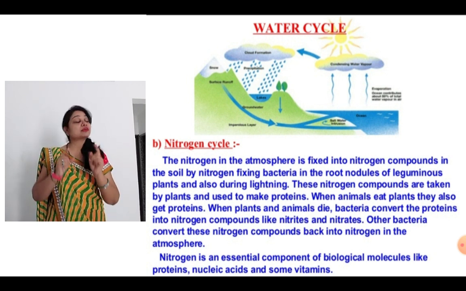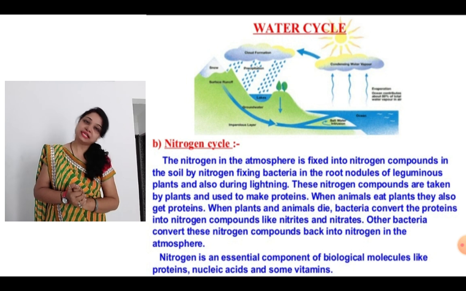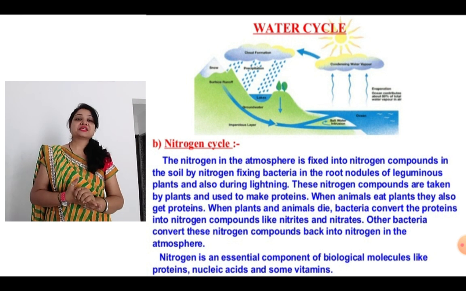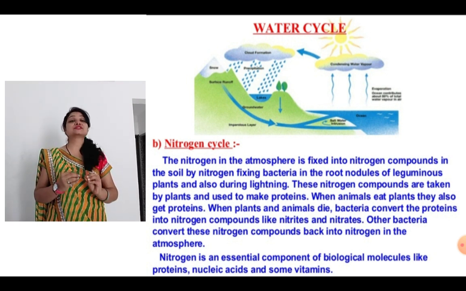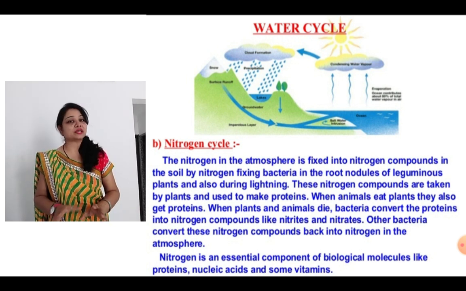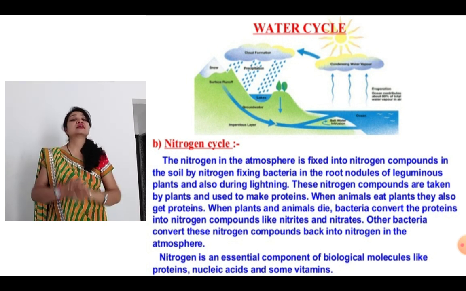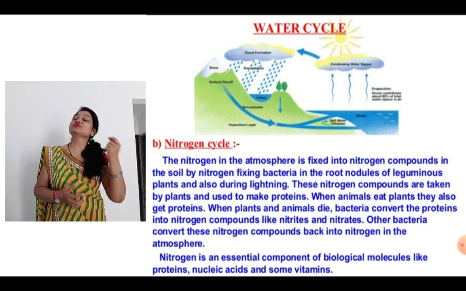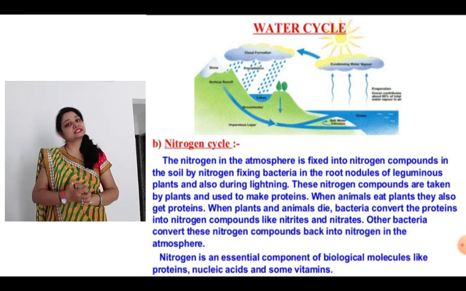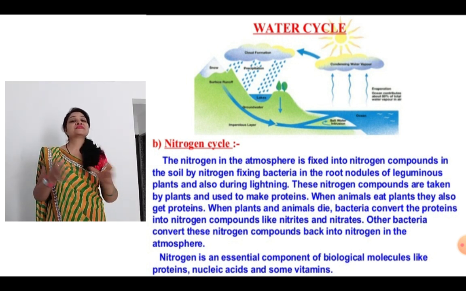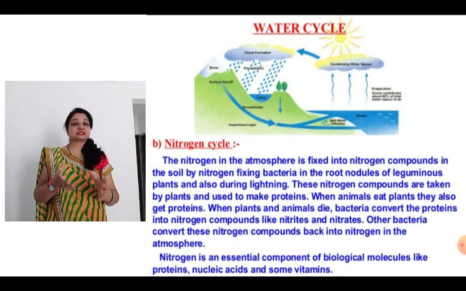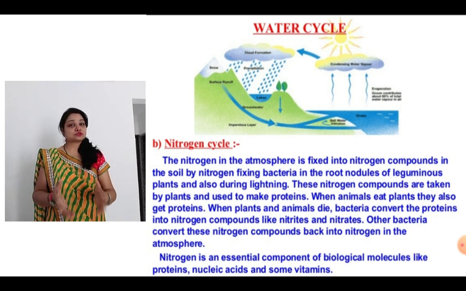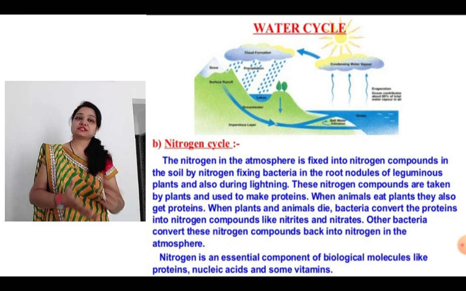Now the next, a very important cycle, is the nitrogen cycle. How is nitrogen cycling in the biosphere? Now the nitrogen in the atmosphere is fixed into nitrogen compounds in the soil by nitrogen fixing bacteria. You must have heard about rhizobium, yes, which are there in the root nodules of leguminous plants. Yes, they have the property to fix atmospheric nitrogen. Then this atmospheric nitrogen is fixed by these rhizobium bacteria in the roots of leguminous plants.